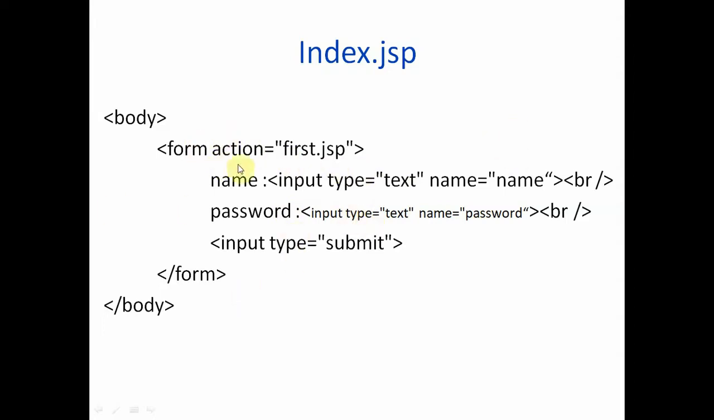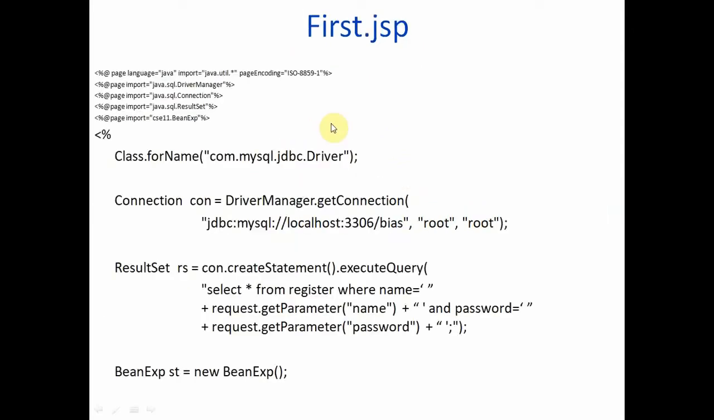Right now we are not using any Java bean code here. So we will directly execute first.jsp. When we click on this submit button, it will activate first.jsp. Now we have to come to first.jsp. In this first.jsp we will perform database connectivity, and also we will use Java bean.